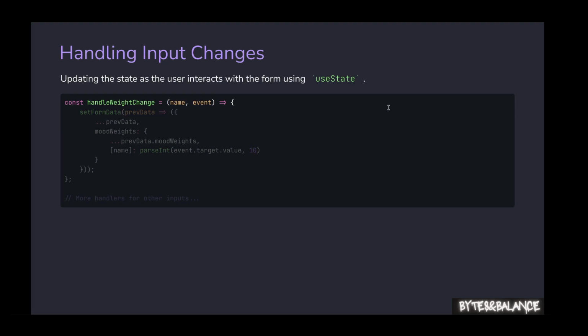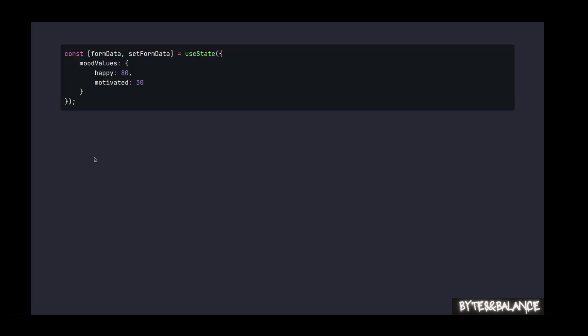This function is similar but updates the moodWeights object instead. It parses the value from the event to an integer and updates the mood weight state in the same manner. So we copy all the previous data, and then for the mood weights, we copy all the mood weights here. But for that particular event that we have to update, we're going to parse it into an integer. So we make sure that all the data remains the same, but the weights that we're changing will be reflected here.